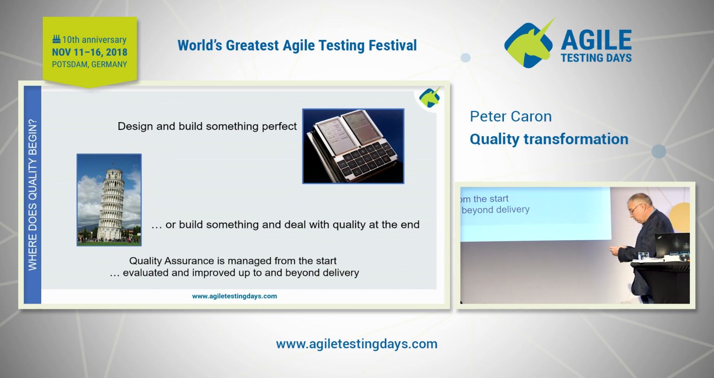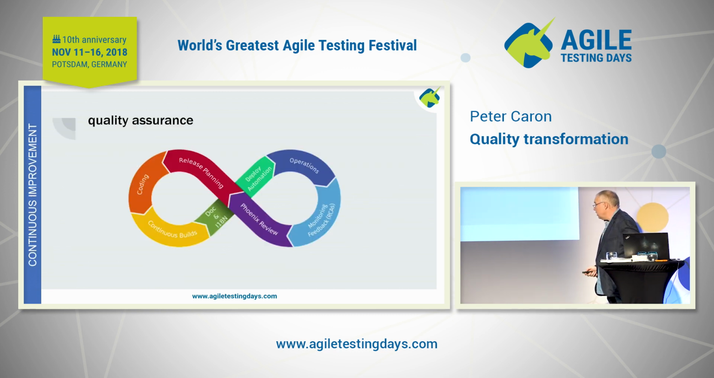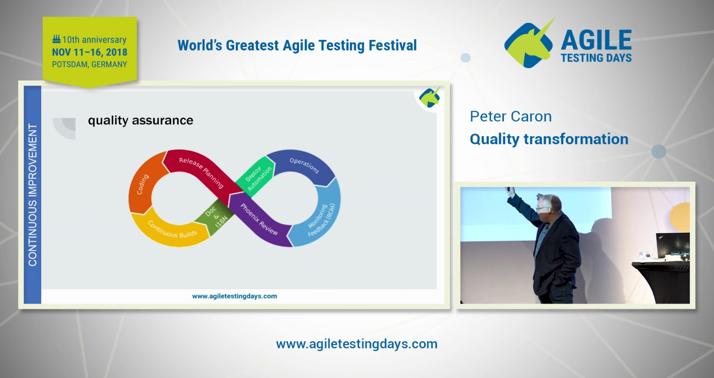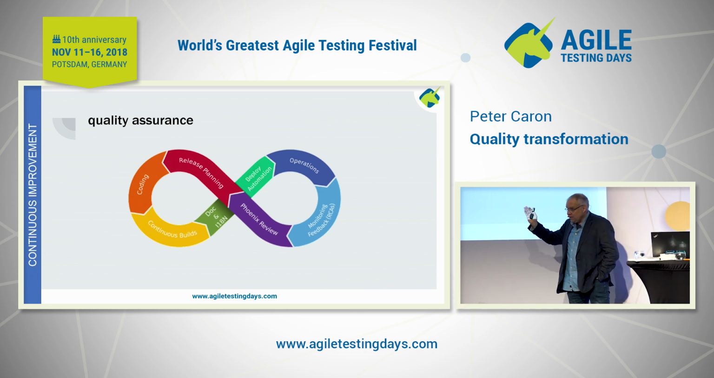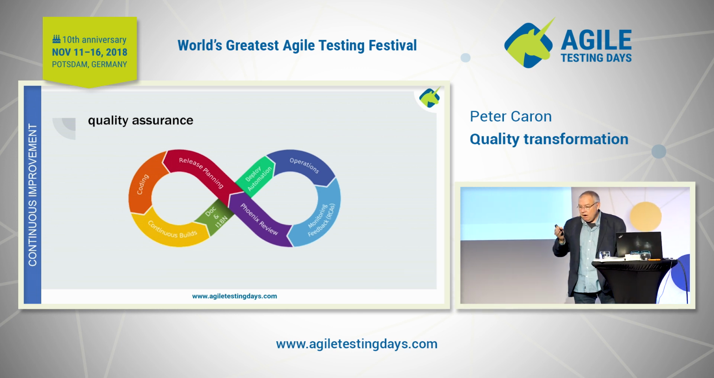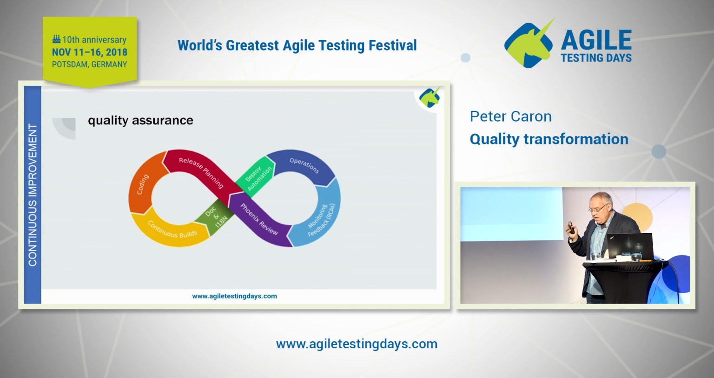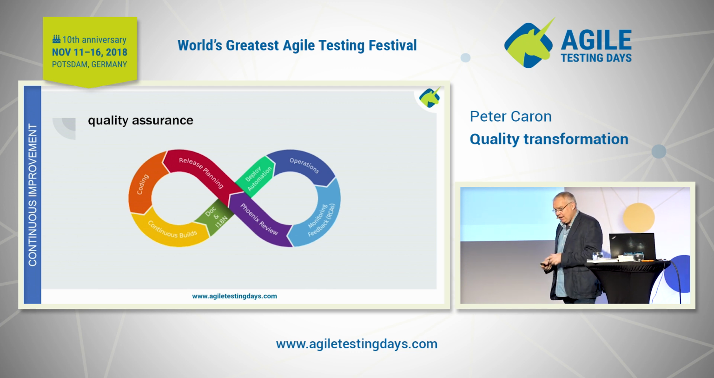So, quality assurance. I'm going to talk about quality assurance and managing it from the start. Essentially, quality assurance is making sure at every step of the development process that we are watching out for and managing what we are going to deliver and meeting the expectations of all the stakeholders. We'll keep coming back to that.